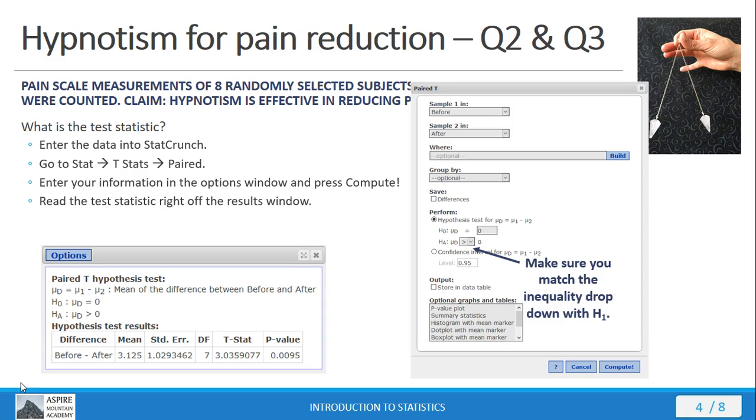And this is the results window. You should see the test statistic. You read that right off the results window. It's the second to last value that you see there. The p-value, of course, is right next door to the test statistic, the last value listed in your data table. So this is what you should see for your results.